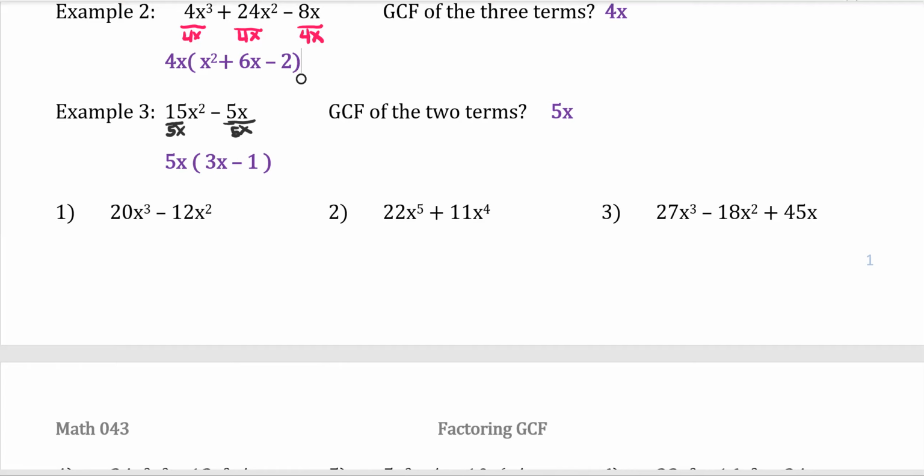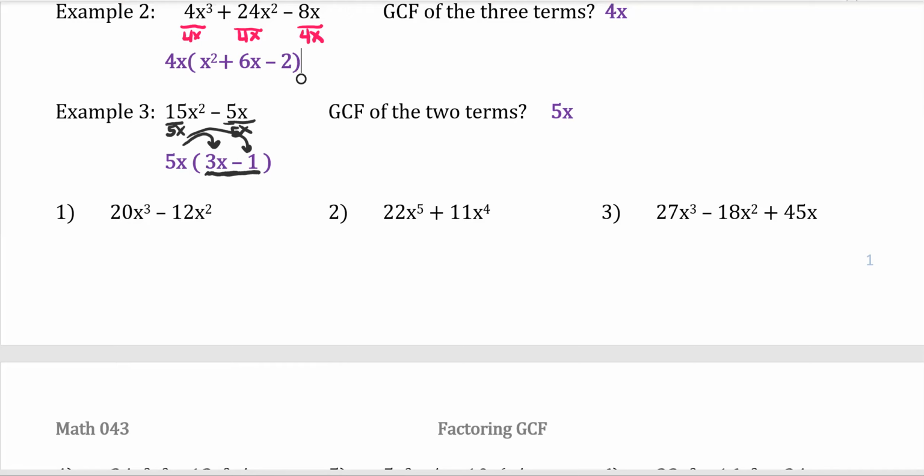You can always check these by using the distributive property and making sure that you get the original problem. You also want to make sure that the factor that is in parentheses does not have any common factors. If it does, that means you just did not factor out the greatest common factor. So you'll want to go back and correct that.